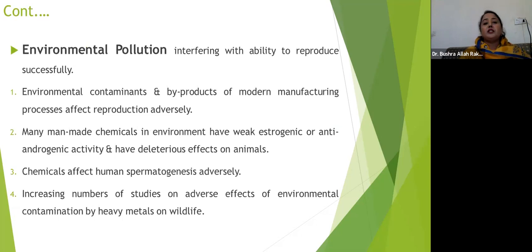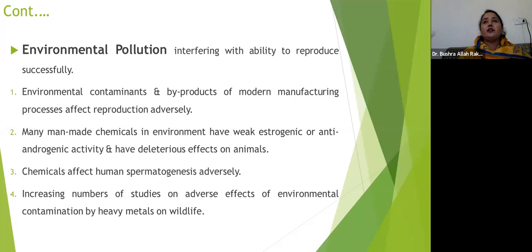And one of the major reasons is the environmental pollution that is interfering with the ability to reproduce successfully. And environmental contaminants and byproducts, because in Pakistan, I'm again giving an example, when we have industries in the surroundings of the cities, these industries not only have chemical waste, but they also have waste in the form of fumes.